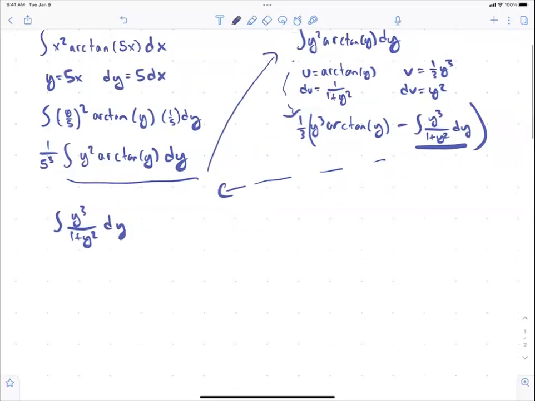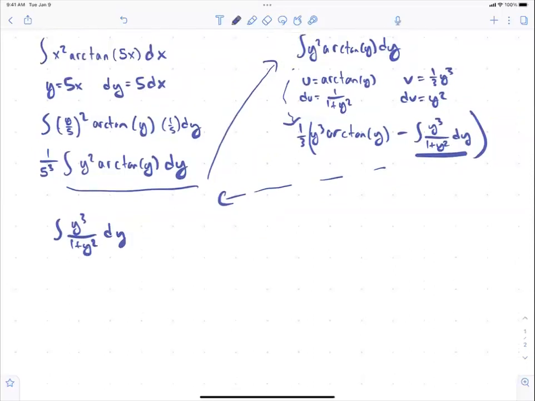Okay, and so, well, I want to get this into some form where I know how to integrate it. When you see ones like this, the trick is you always have to reduce the power. If I'm trying to integrate a fraction like this, I need to reduce the power up top. So here I can write y cubed in this funny way. I can write y cubed is equal to 1 plus y squared times y, minus y.